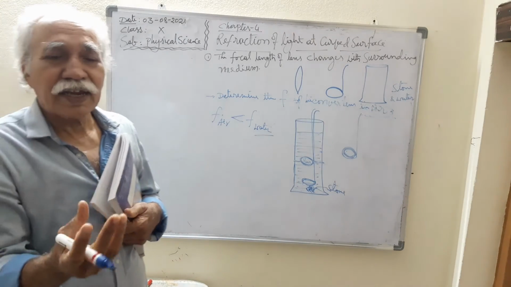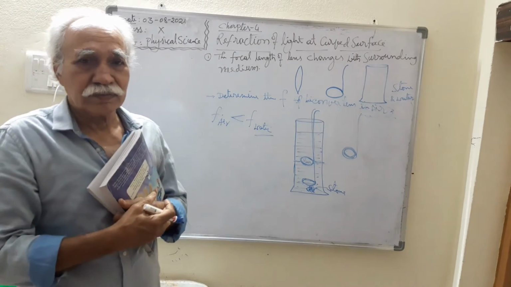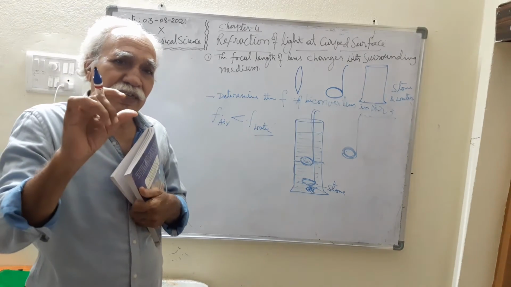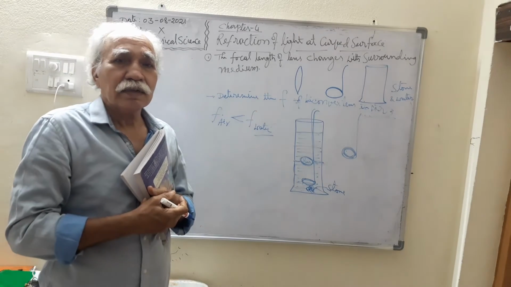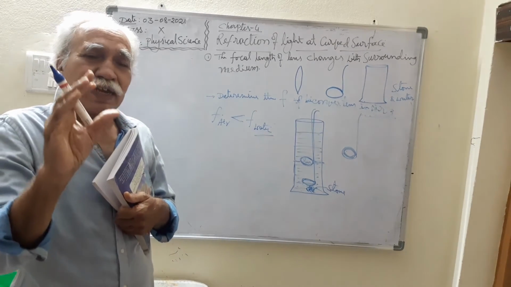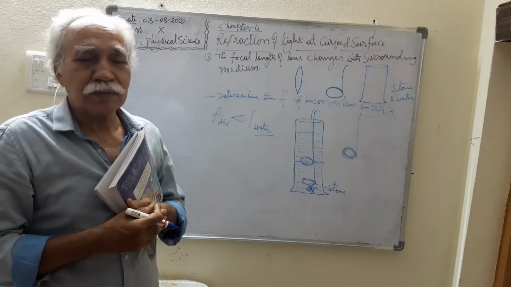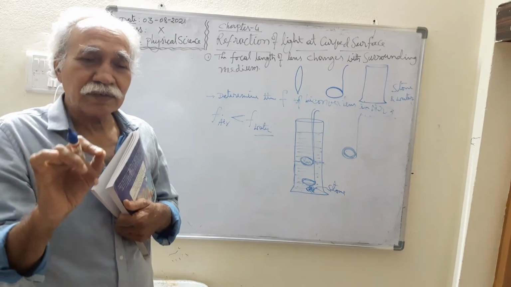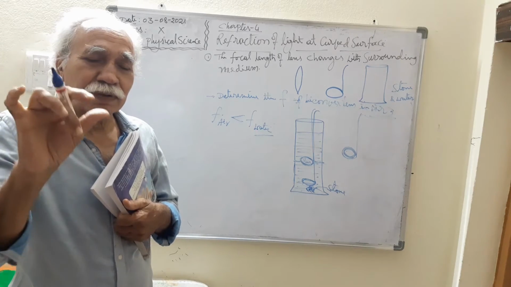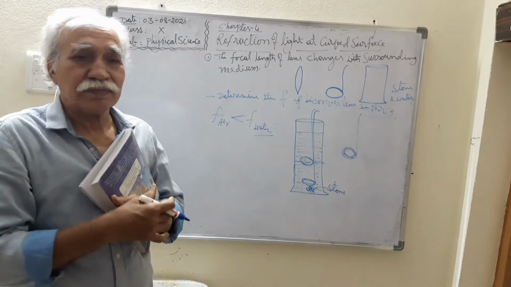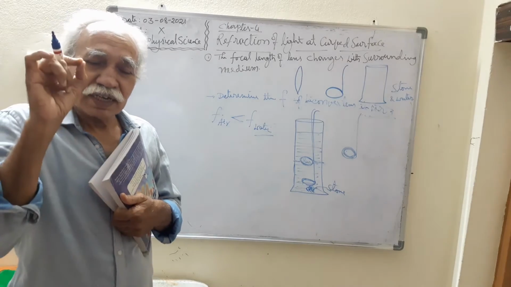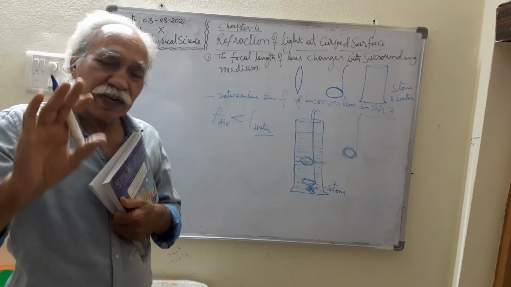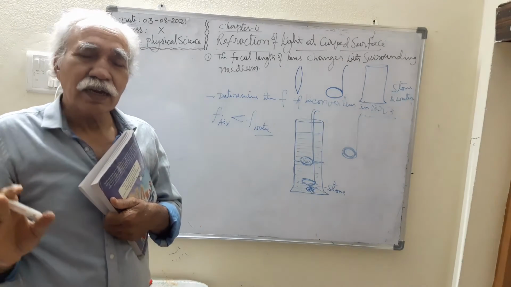When we take an air bubble inside the water, what does it act as? It should act like a convex lens. But when we observe, the optical density of the air bubble is less than the surrounding medium, so therefore the air bubble acts like a concave lens.